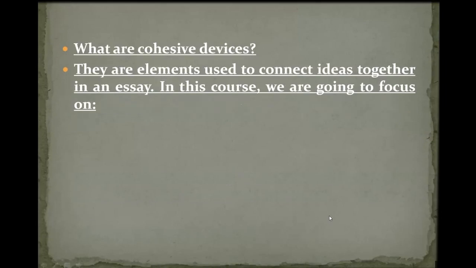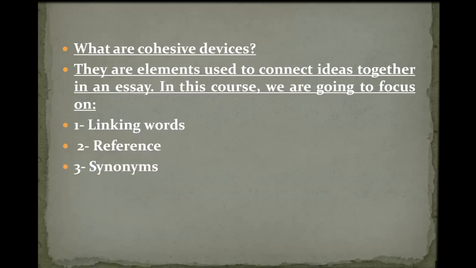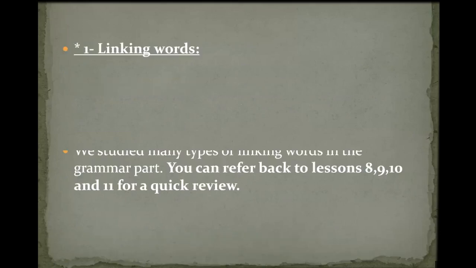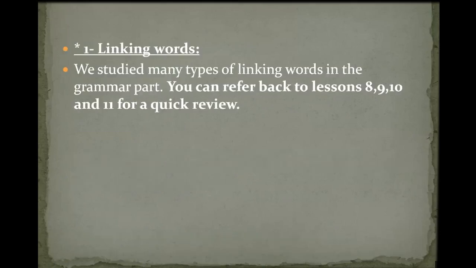Cohesive devices are elements used to connect ideas together in an essay. In this course, we're going to focus on some of these cohesive devices, namely linking words, references, and finally synonyms. I'm going to explain to you what each one of these items mean. Linking words first. We studied many types of linking words in the grammar part. You can refer back to lessons 8, 9, 10, and 11 for a quick review of linking words if you don't remember what they are.